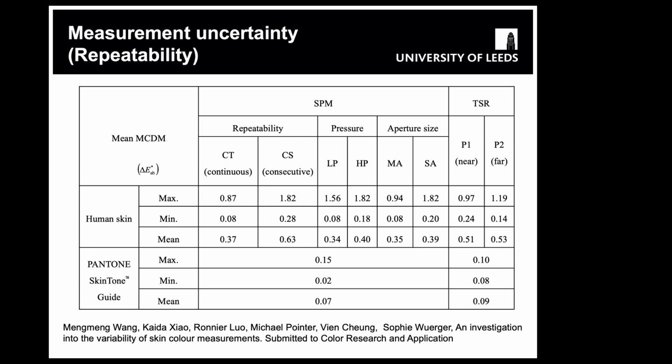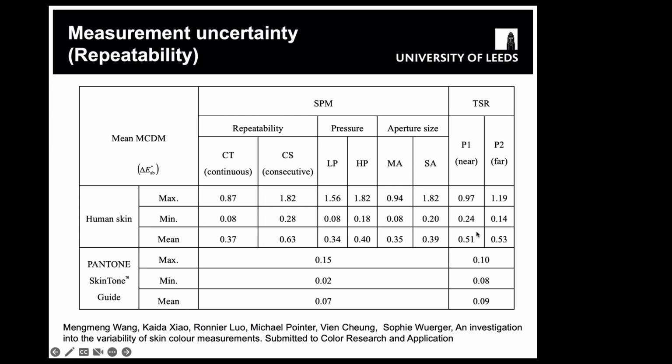What that means is, if you measure skin colors and repeat your measurement at different times, and you calculate the color difference between the different times of measurement, that's what we call repeatability. We tried to investigate repeatability for skin color. As you can see in this table, in the mean results line, the repeatability for skin color measurement, roughly speaking, is about 0.3 to 0.4 color difference unit for the spectrophotometer.